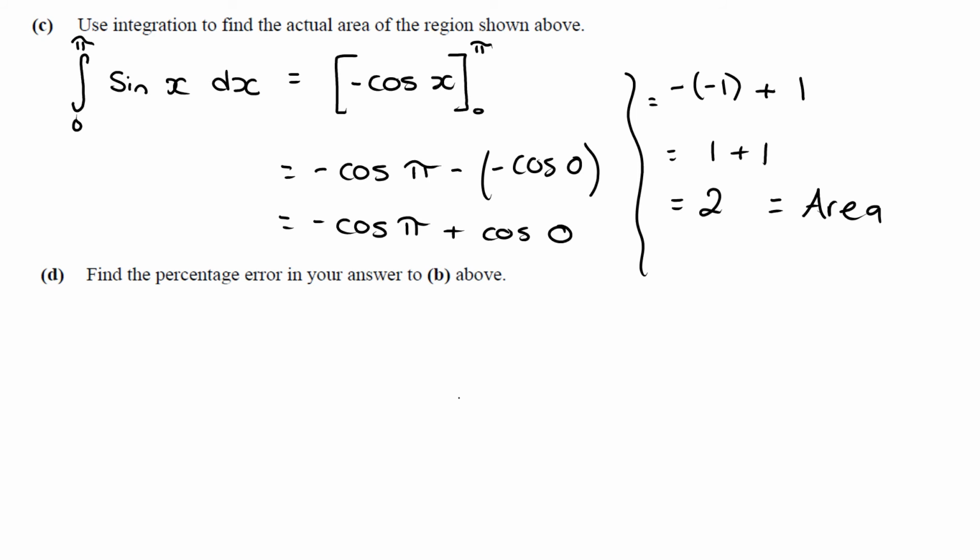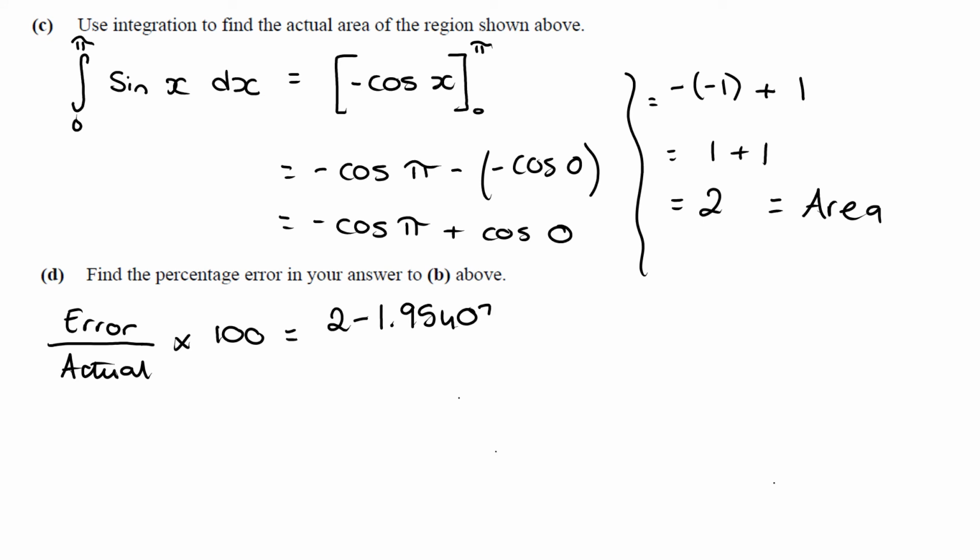And now they want us to find the percentage error in your answer to part B. So first of all, we calculate the error, and then we put it over the actual. And to make it a percentage, we multiply by 100 or 100 over 1. So the error is going to be 2, which is the actual one, minus what they said, 1.95407. And we're going to divide that by the actual and multiply it by 100. So that little formula, the error over the actual and then multiply it by 100, is a great little formula for any kind of percentage error. There's an error of about 2.3%.